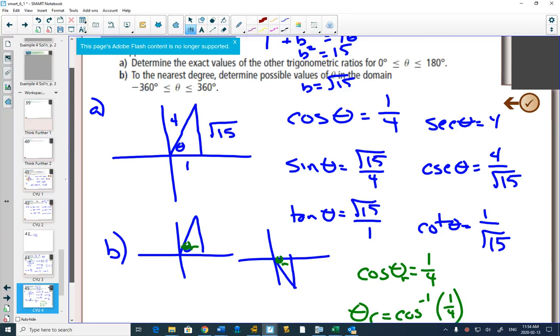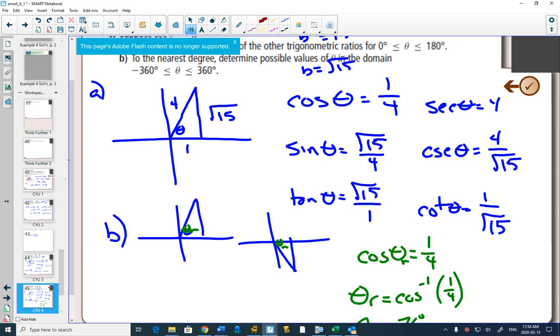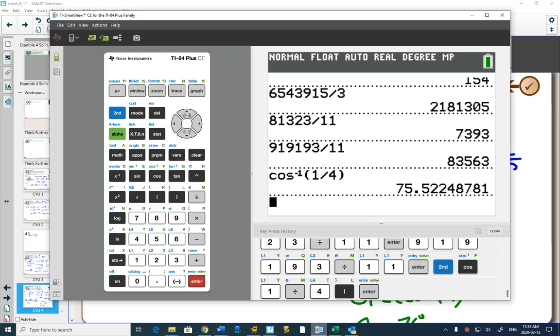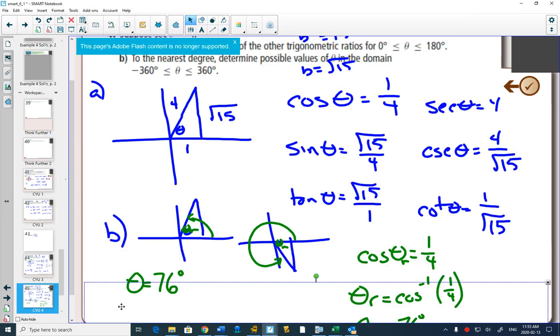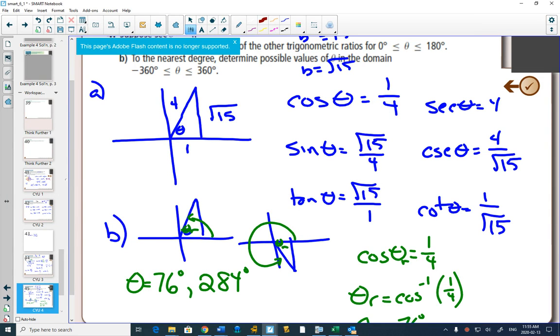Okay? So does it make sense that my actual angle in quadrant 1 will also be 76 degrees? But how am I going to find out my actual angle in quadrant 4? I know that my reference angle is 76. I'll have to subtract 76 from 360. 284 degrees. Now, I found both of the ones I drew in my picture.